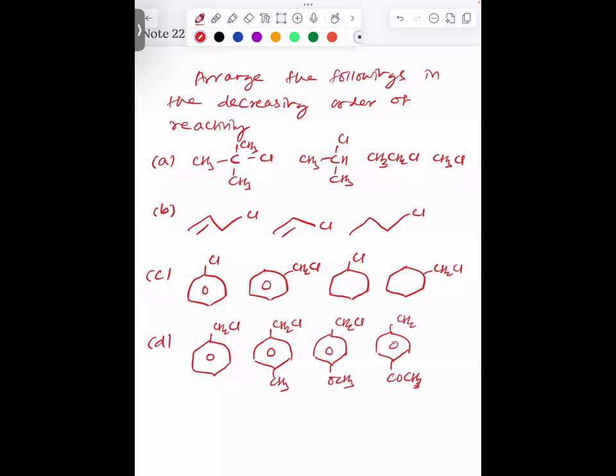COCS3. Okay. Quick. These are the 4 questions. Arrange the reactivity of these haloalkane or haloarene.